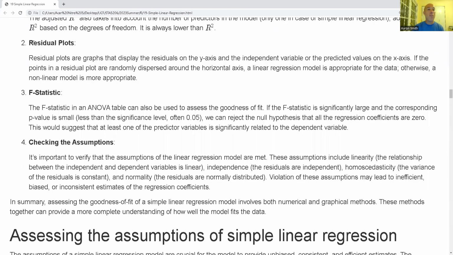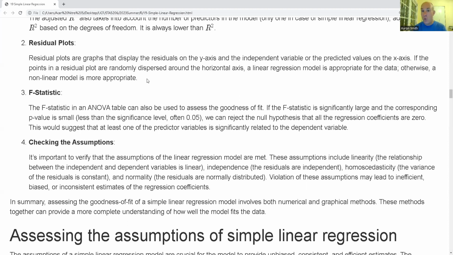Now, residual plots, this is an important one. This is the one that I will personally spend most of my time on, looking at my residual plots to evaluate my model. Residual plots are graphs that display the residuals on the y-axis and the independent variable, the predictor variable, or the predicted values on the x-axis. So residuals are going vertically on my scatter plot. If the points in the residual plot are normally dispersed around the horizontal axis, a linear regression model is appropriate for the data. Otherwise, a nonlinear model may be what we need.